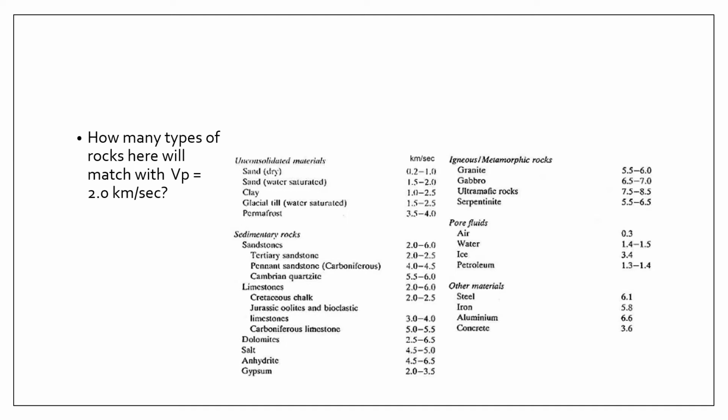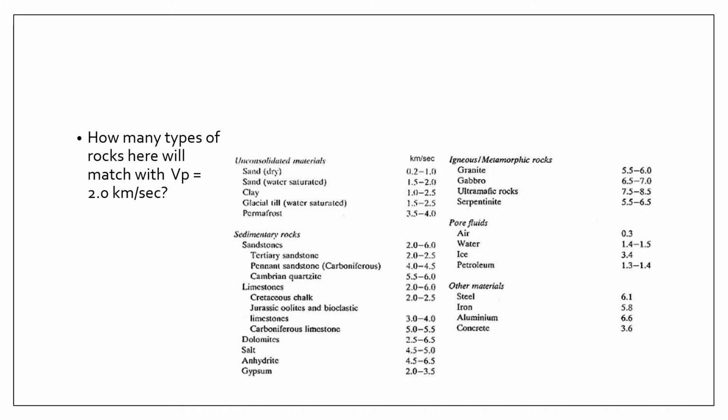So now note my question here: how many types of rocks will you match if you have a velocity of 2,000 kilometers per second? That's a lot. Rocks that have a velocity of 2,000 kilometers per second include sandstones, limestones, gypsum. So at least you have three materials. If you include soil, you also have your saturated sand and clay, glacial till, and so on.